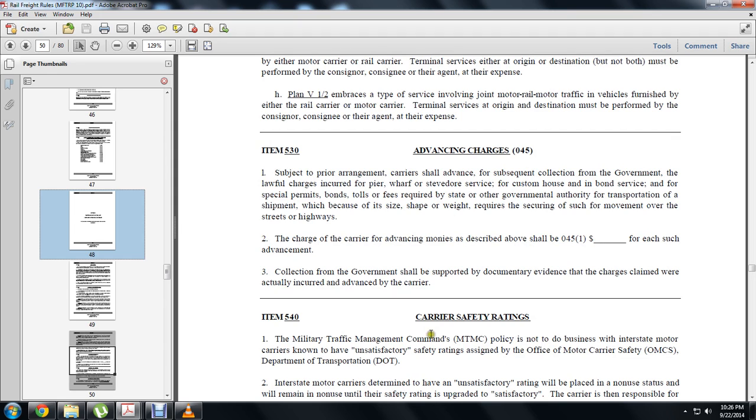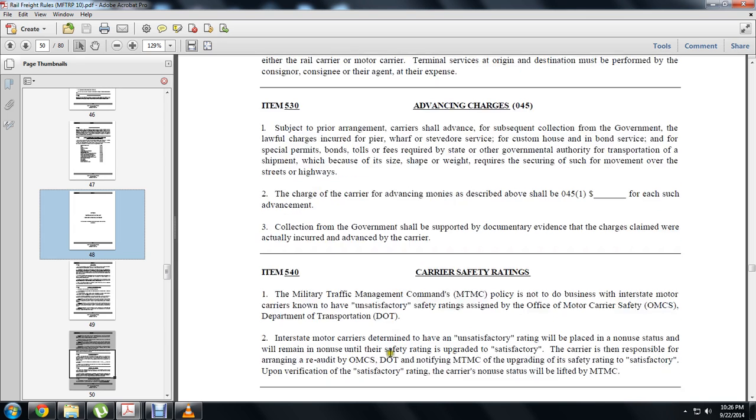Carrier safety ratings and Military Traffic Management Command (MTMC) policy: MTMC is not to do business with interstate motor carriers that have unsatisfactory safety ratings assigned by the Office of Motor Carriers and Safety (OMCS) of the Department of Transportation. Interstate motor carriers determined to have an unsatisfactory rating will be placed in non-use status and will remain in non-use until the safety rating is upgraded to satisfactory.